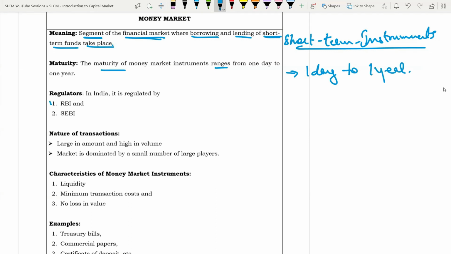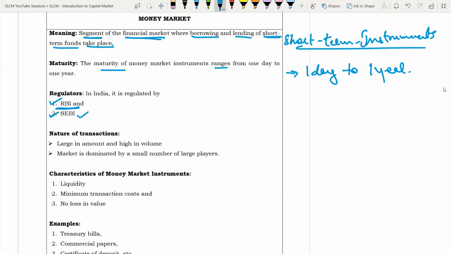It is regulated by the Reserve Bank of India, primarily, and the other regulator being the Securities Exchange Board of India, because the entire financial market is regulated by SEBI and RBI collectively. The money market is primarily regulated by the Reserve Bank of India, whereas the securities market or capital market is regulated by the Securities Exchange Board of India.